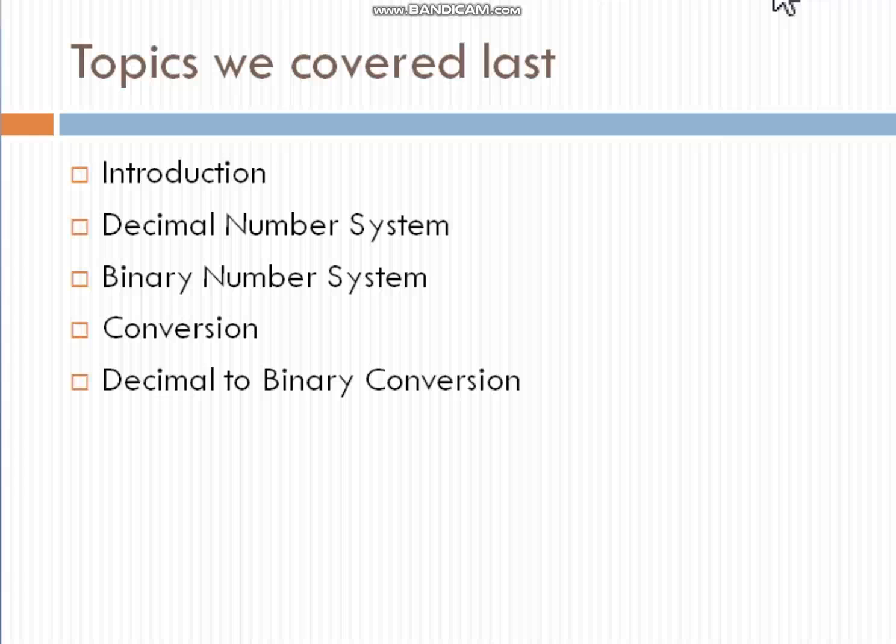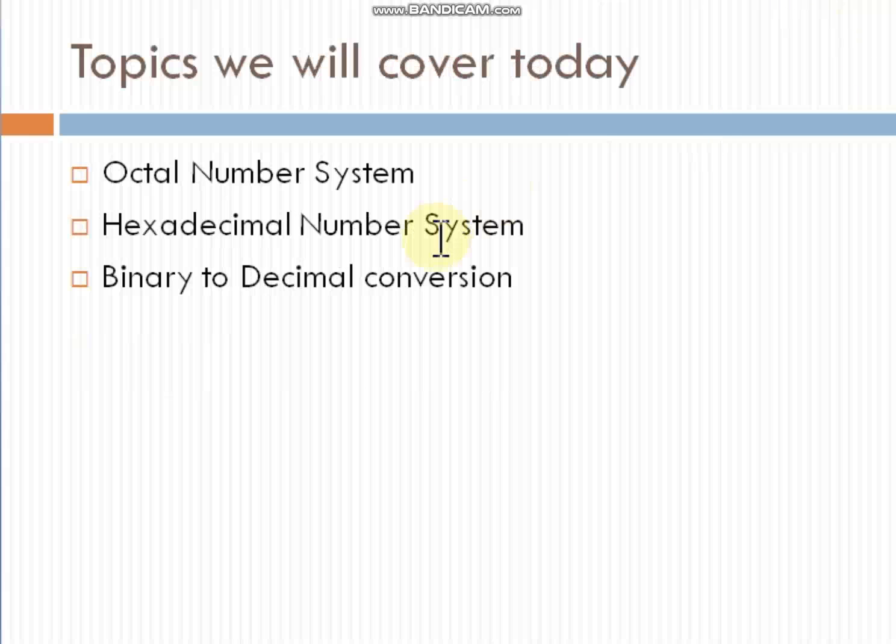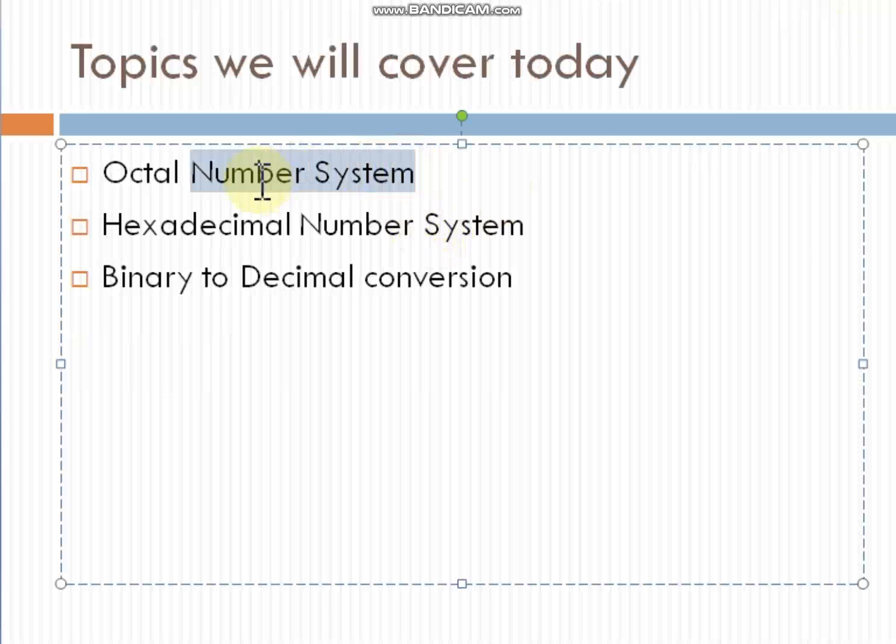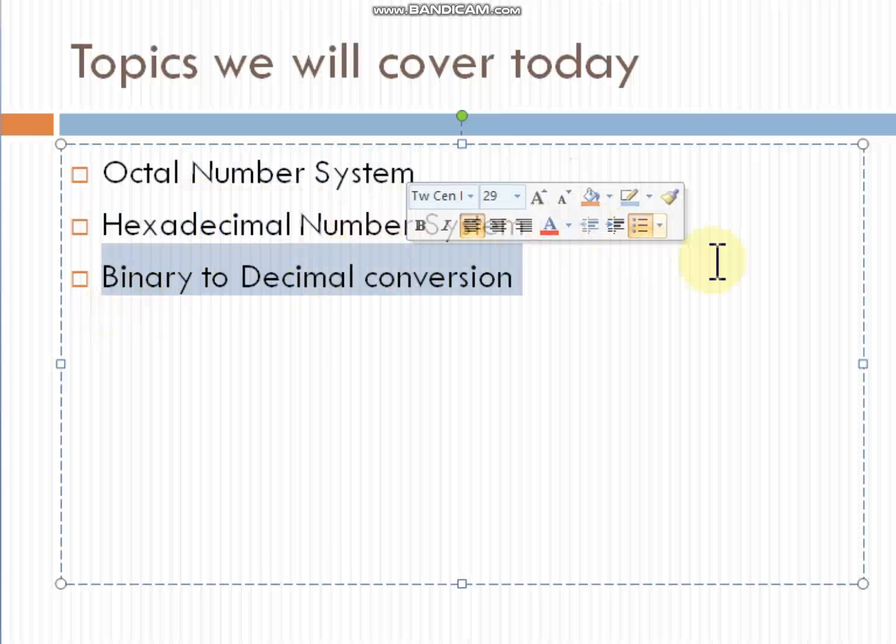The topics we covered last time were introduction to number system, decimal number system, binary number system and conversion from decimal to binary. Today we are going to cover octal number system, hexadecimal number system and conversion from binary to decimal. Let's get started.